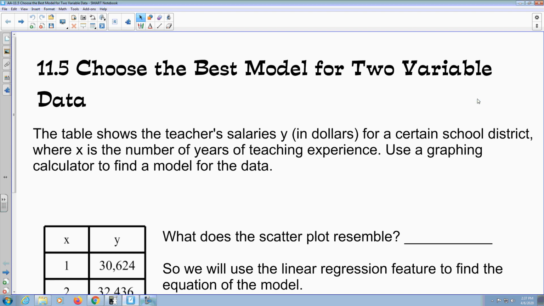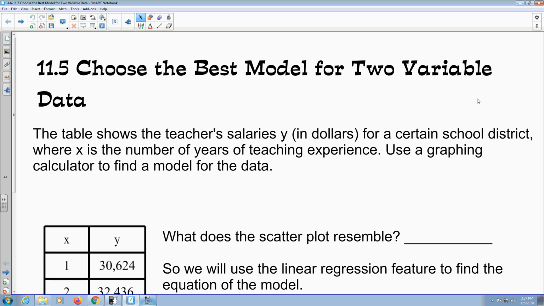All right, we're in section 11.5 where we are going to choose the best model for two-dimensional data. This is really similar to finding the line to fit, but the only difference is we're not dealing with just a linear equation. We can look at quadratic equations, cubic equations, exponential equations or functions, however you want to call it.